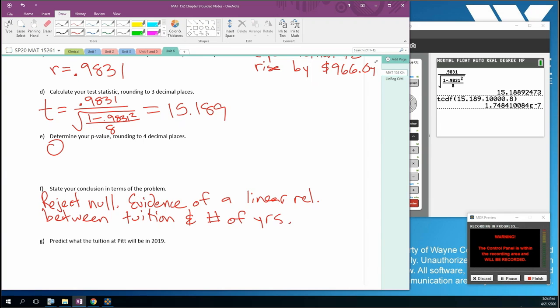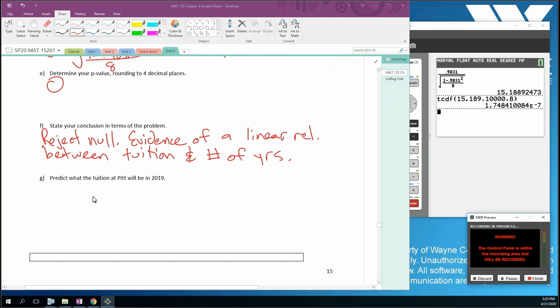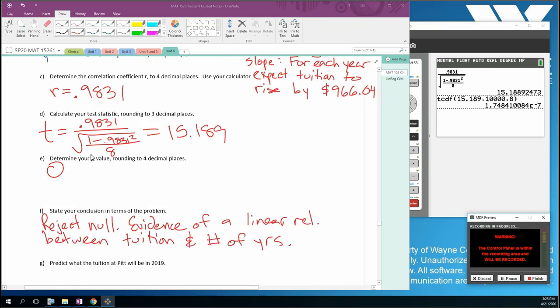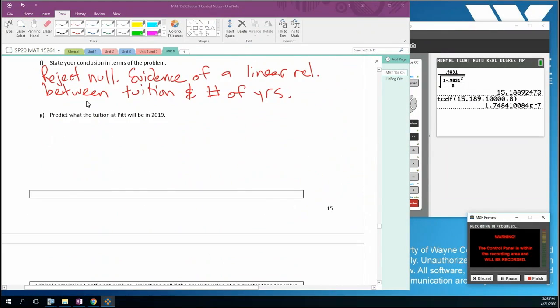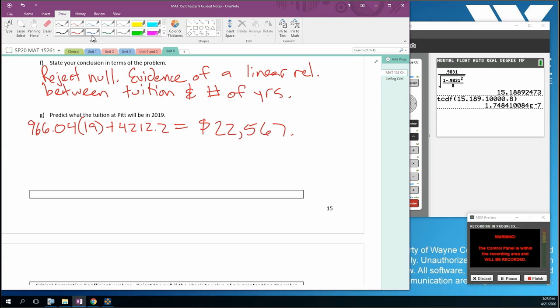So if we want to predict the tuition for 2019, now for 2019 we take 966.04 times 19 plus 4,212.2. So if we go ahead and do that real quick on the calculator, plus 4212.2, the tuition is going to be $22,567.